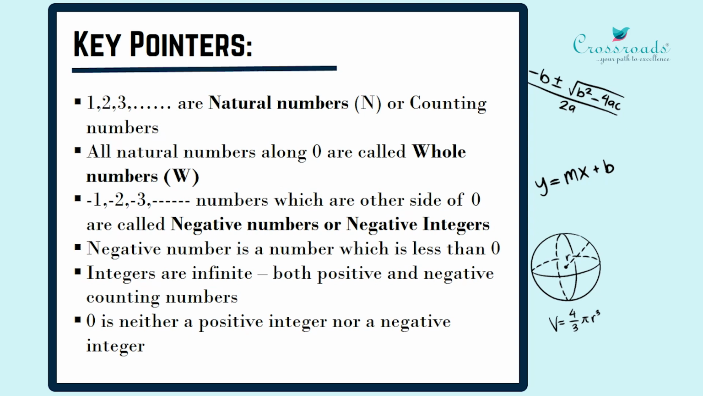By the time you move on to grade 4, you're introduced slowly to negative numbers. So what are these negative numbers? All those numbers on the other side of 0, like -1, -2, -3. They are called negative numbers, negative integers. And all these negative numbers are less than 0. Integers, be it positive integers or negative integers, are infinite. Coming to 0, 0 is neither a positive integer nor a negative integer.